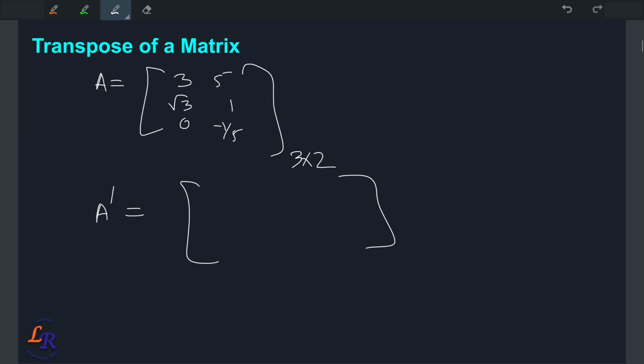So it means that if you change the column, you can make the reverse of it, so you can make a 2 into 3 order matrix where the number of rows is 2 and number of columns is 3. So how can you make it? You can have 3, root 3, 0, 5, 1, minus 1, 5, 5, right? So this A dash becomes the transpose of matrix A.